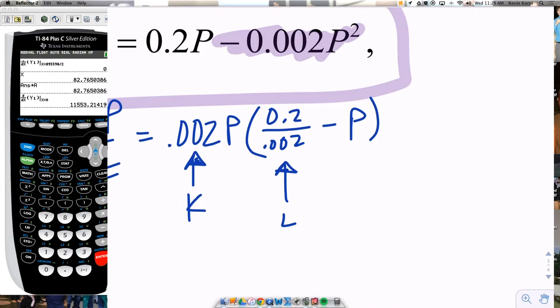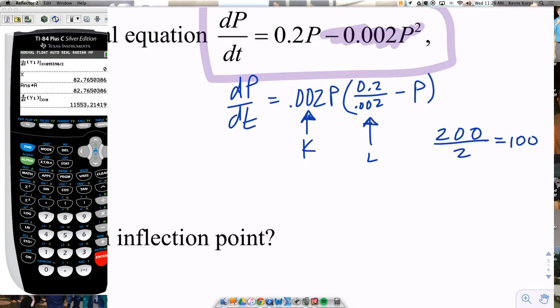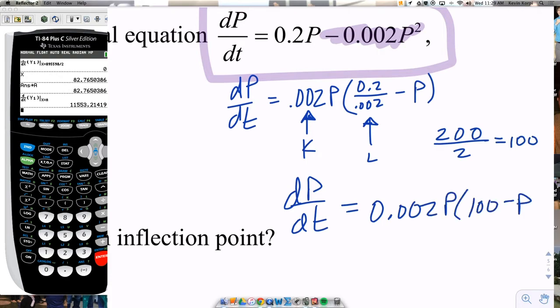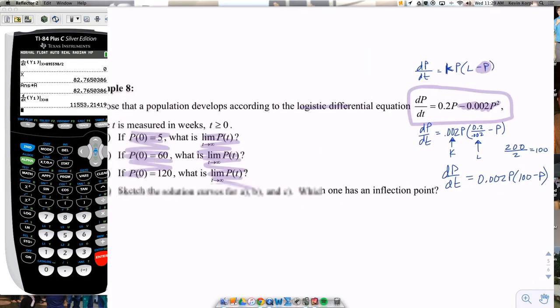If you multiply by 1,000, you get 200 over 2. So it's 100? Yep. So if you want to write it like that, 0.002p times 100 minus p. So there you go. Now you have it in the standard form, and now you can answer the question.